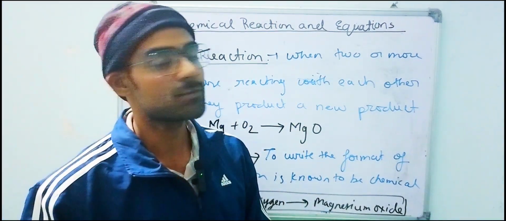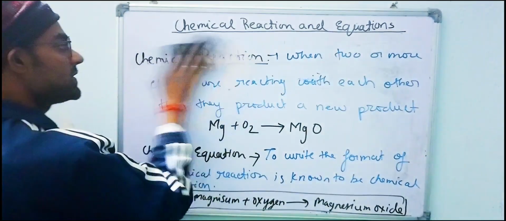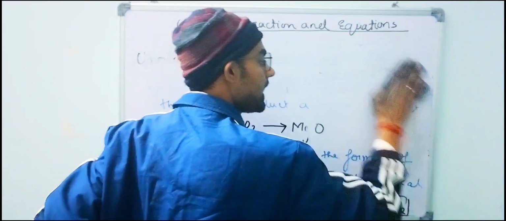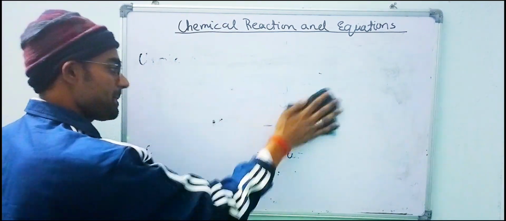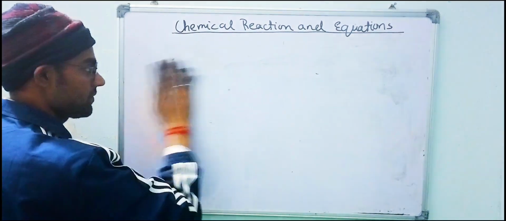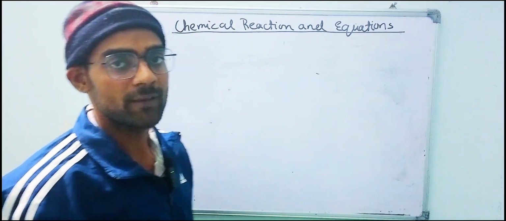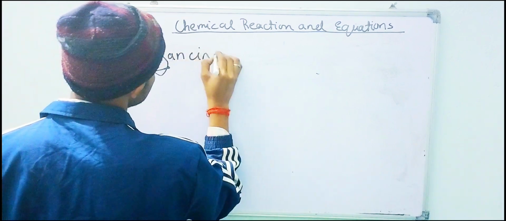So this is basically the difference between a chemical reaction and an equation. And now we will discuss the balancing of chemical reactions, that is, how we have to balance a chemical reaction. Balancing of chemical reaction. We will put the topic balancing.